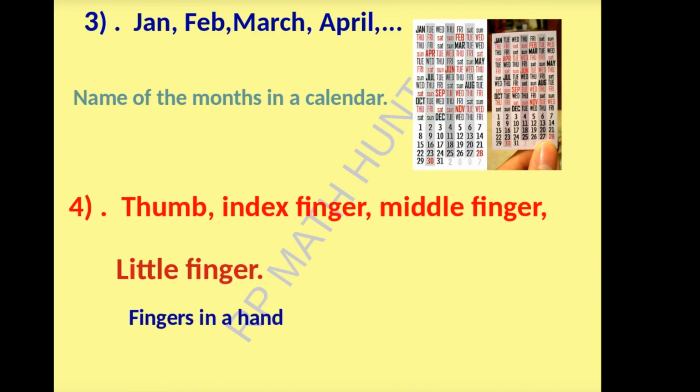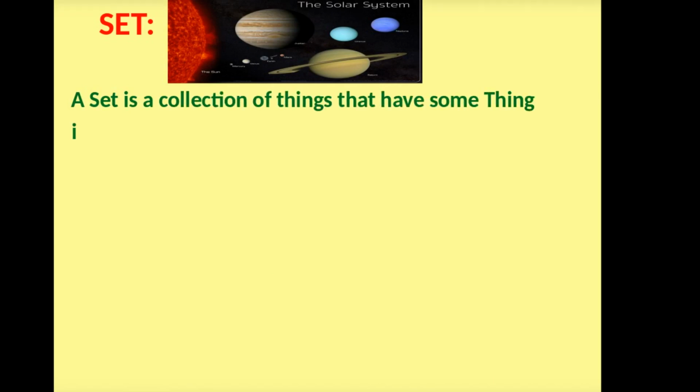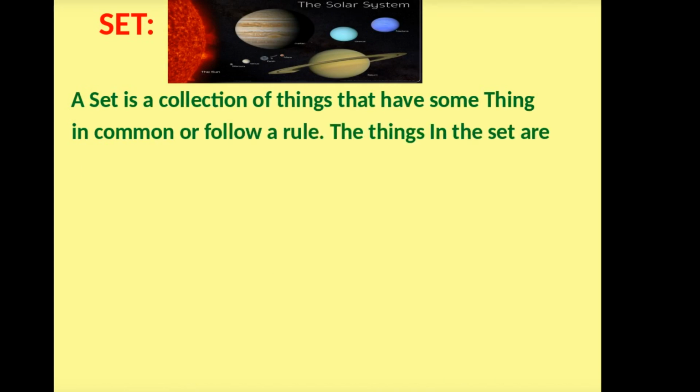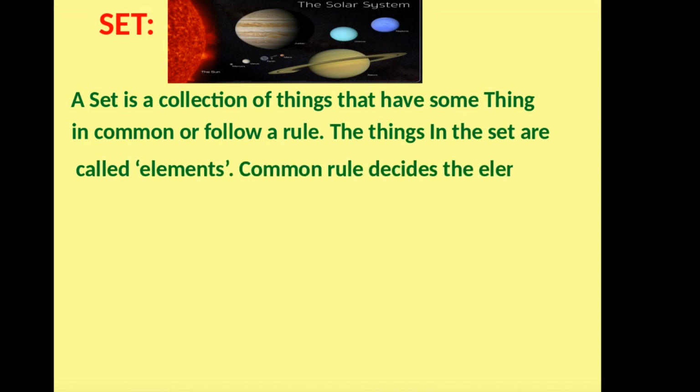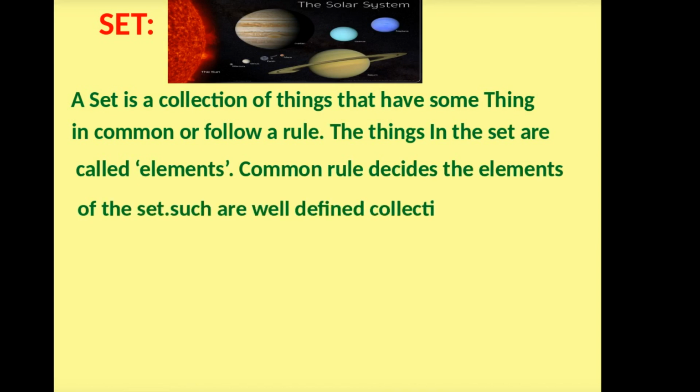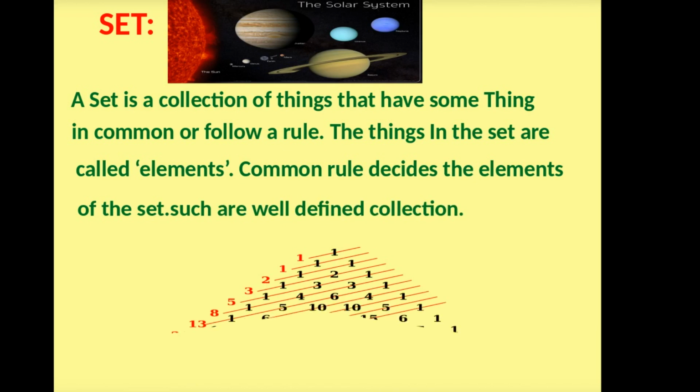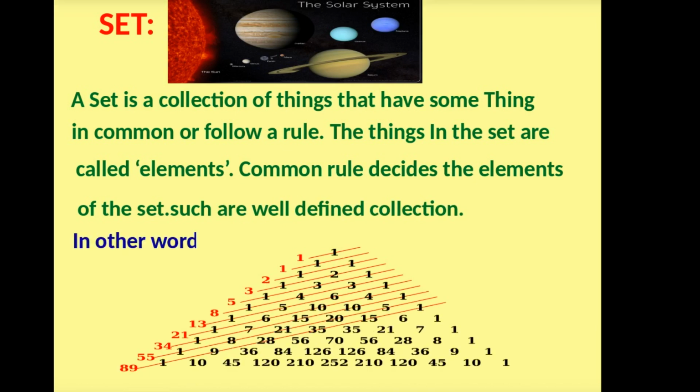Now set. A set is a collection of things that have something in common or follow a rule. The things in the set are called elements. Common rule decides the elements of the set. Such are well-defined collections, or in other words, a well-defined collection of distinct elements or objects is called a set.